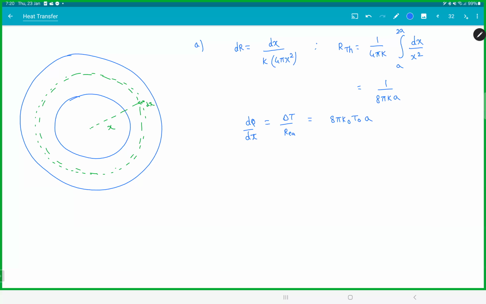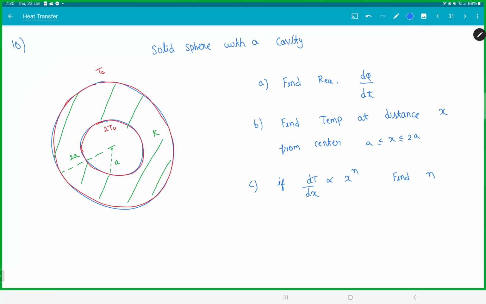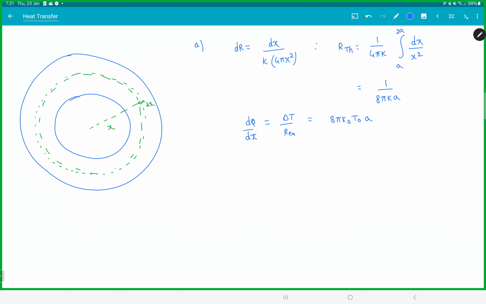How do you find temperature? Temperature at a distance x, and if dT by dx, remember what is dT by dx called? Temperature power ranger. No, temperature what? Gradient. Don't forget. Not a bad name, temperature power ranger types. Okay. Let's get this. How do you find the temperature at a distance x?